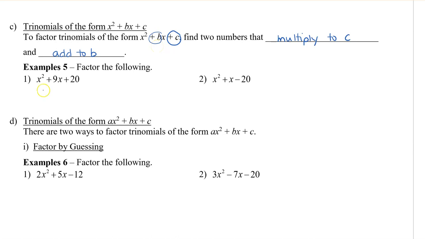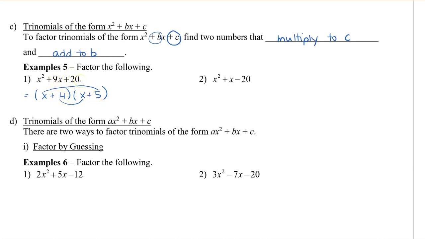So for example, we want to factor x squared plus 9x plus 20, and the two numbers that multiply to 20 and add to 9 are going to be 4 and 5. So what we're going to do with those two numbers is place them in a binomial where it's x plus 4 and x plus 5. So we know that x times x will give us x squared, and then the 5x and the 4x add to the 9x, and then 4 times 5 multiply to give us 20.